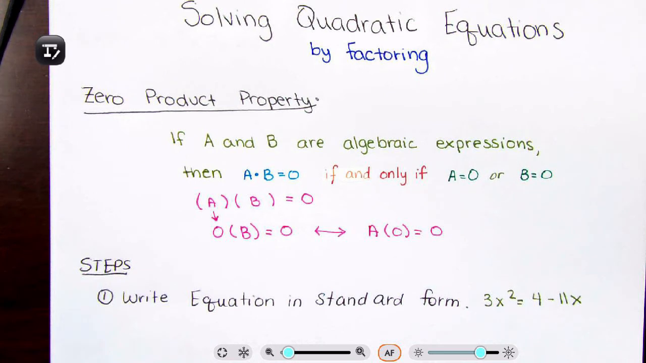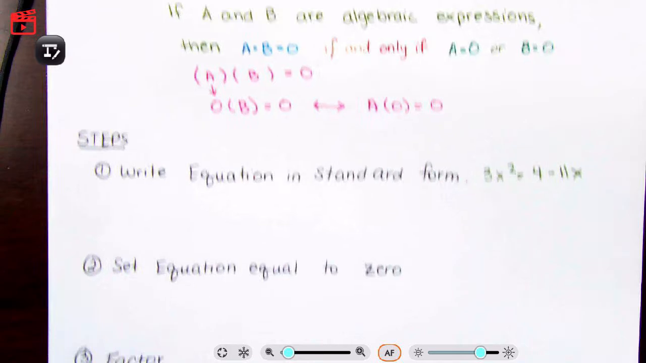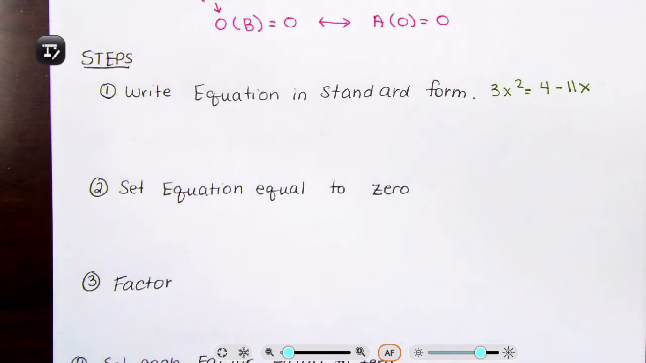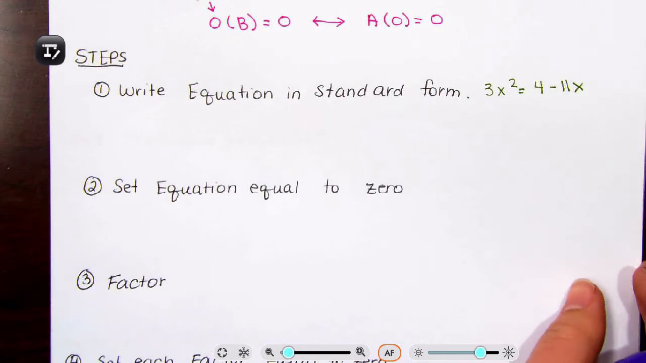We're going to use the zero product property in our solving quadratic equations by factoring. Let's move on to some steps. I have pre-written some steps, but I will be working on an example while reading the steps to you. Make sure that you are writing these down, and then that way you have things to reference when you are coming to class. Writing an equation in standard form is our first step.